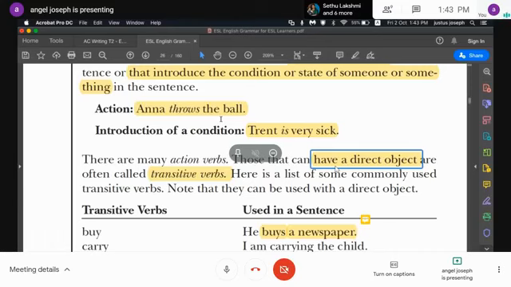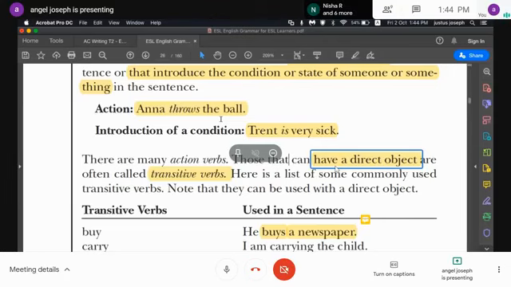So, since Alfie is the one who is answering everything, let me ask Alfie again. Alfie, how do you understand the difference between a direct object and an indirect object? Direct object is somebody who receives the action. Okay. That is, we can say for whom or to whom.